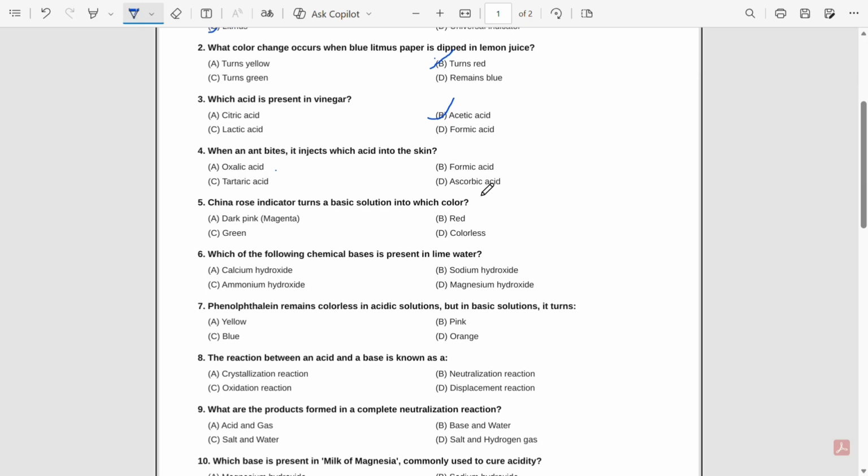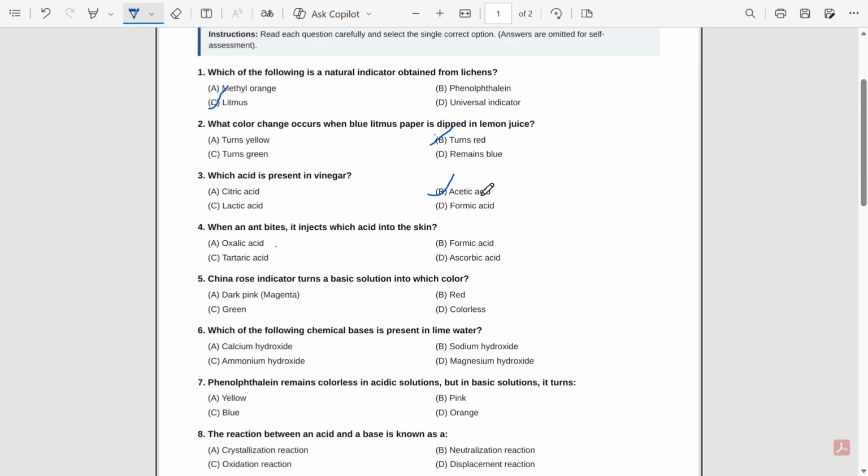What is the formula of acetic acid? Guess, children. It's CH3COOH. It's considered a weak acid, which gives H plus ions, of course, but very few H plus ions will be released. It takes more time because of late ionization. Okay, so vinegar contains acetic acid.